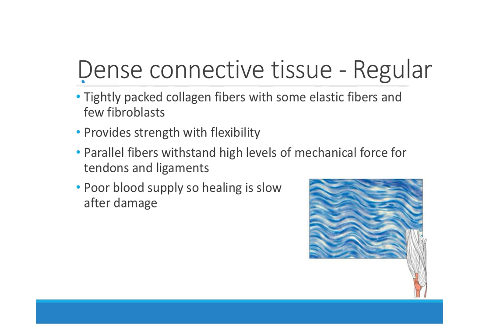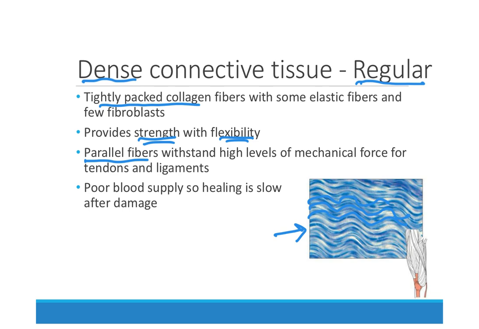Now we'll move on to dense connective tissue. Dense connective tissue, the first type I want to talk about is known as regular. And regular dense connective tissue has tightly packed collagen fibers with some elastic fibers and a few fibroblasts in there to build all the collagen. Those fibers are in parallel. So you can see from this stained slide, here are our fibers running right next to each other in a parallel fashion. And this provides a very strong type of tissue that can flex a bit.